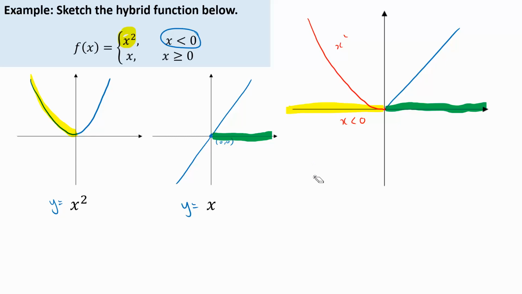Does that make sense so far in terms of hybrid functions? You're just sketching parts based on how many functions you get and how many domains you get. If you get 3 different parts, then you'll have 3 different equations to sketch.